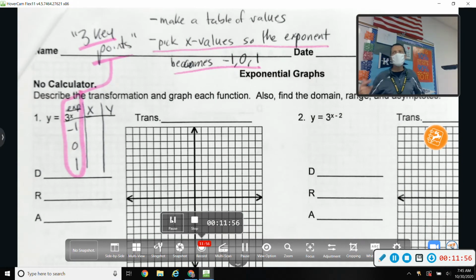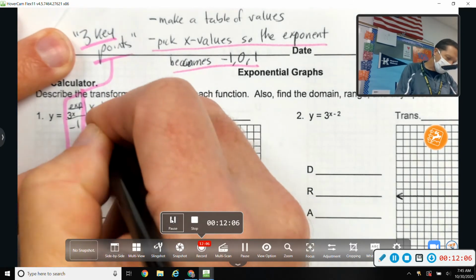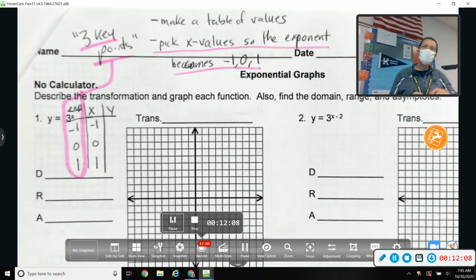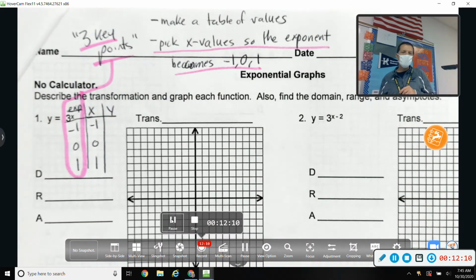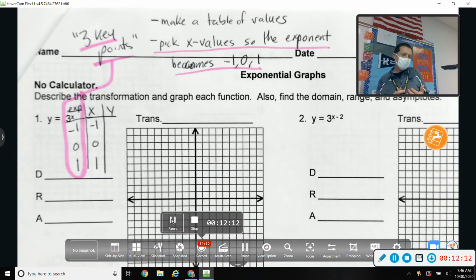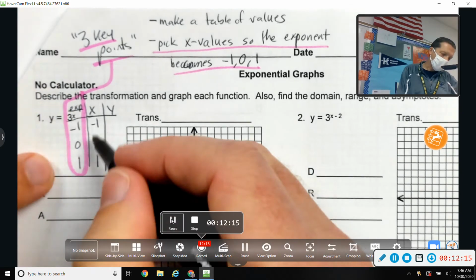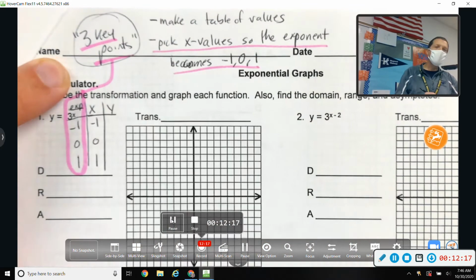Then I need to figure out, well, what x values would give me -1, 0, and 1. And this one's pretty easy because x is the exponent. So -1, 0, and 1. So table of values, but with a little extra step thrown in to make sure we get the right table of values.